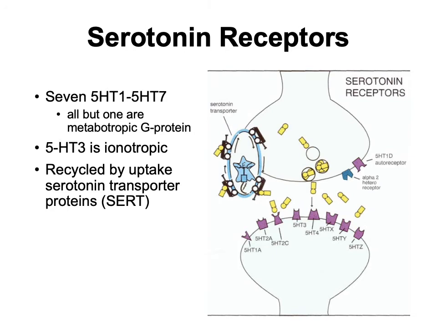Serotonin has 5 receptors. Almost all of them are metabotropic except for one, and that is the 5-HT3. It's ionotropic. Serotonin has these specific receptors that will uptake the serotonin, so the neurons are big recyclers of serotonin. And these serotonin transport proteins are also known as SERT, S-E-R-T.